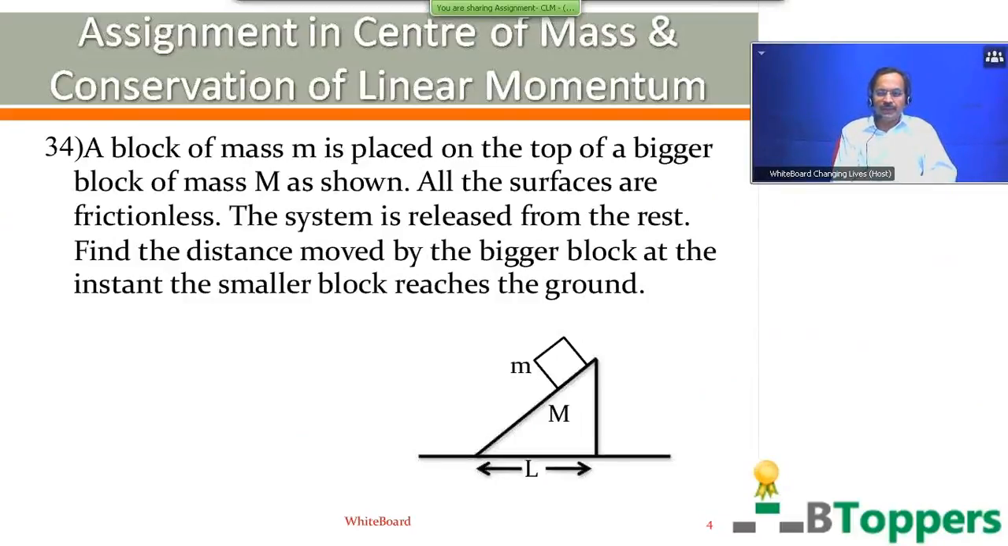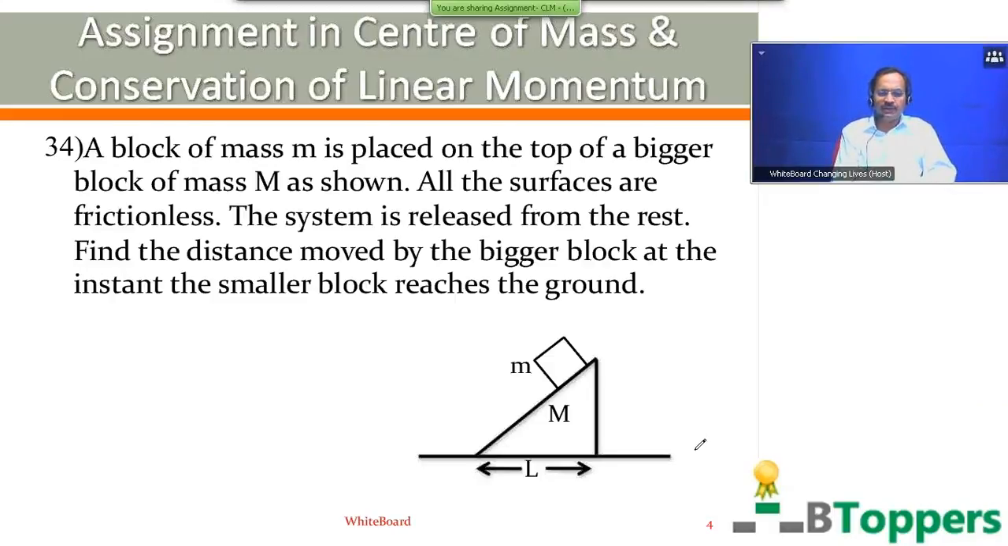Look at the next question, question number 34. Block of mass small m is placed on the top of a bigger block of mass capital M as shown. All the surfaces are frictionless. The system is released from rest. Find the distance moved by the bigger block at the instant the smaller block reaches the ground.